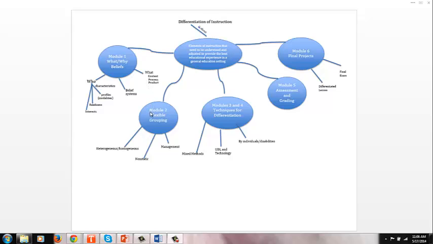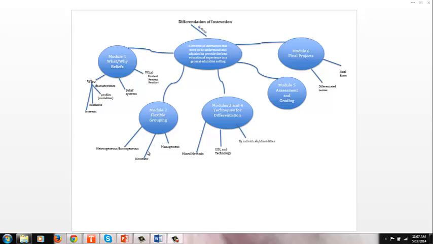Module 2 has got to do with grouping, which is a very important component of differentiation. And we'll talk about whether or not it's heterogeneous or homogeneous. Heterogeneous meaning when you mix students together that have different readiness levels, different interests, and different learning profiles. And there are certain conditions under which that's advisable. And then homogeneous grouping, which is when all students in a group have the same readiness levels, interests, or learning profiles.